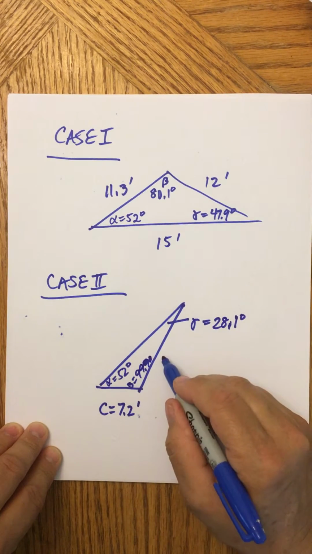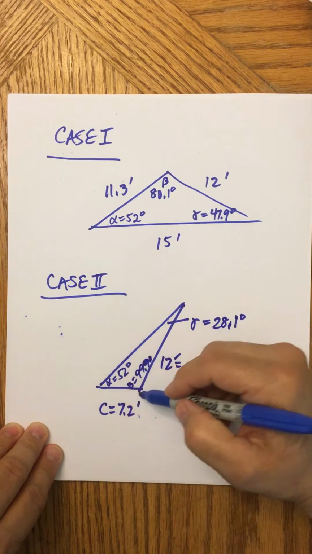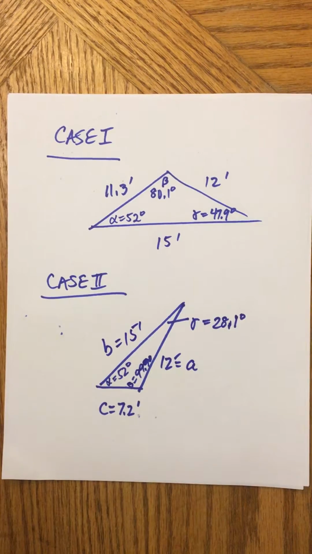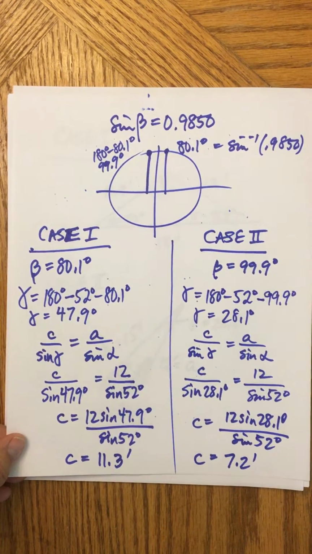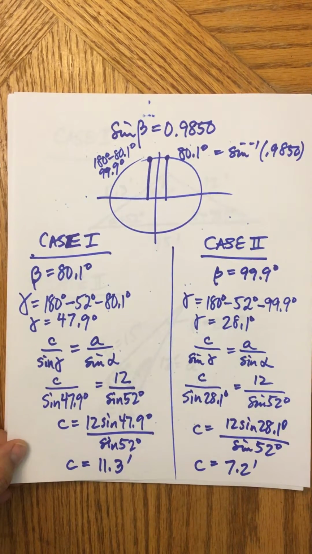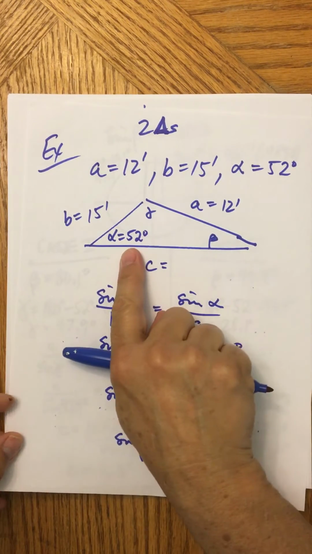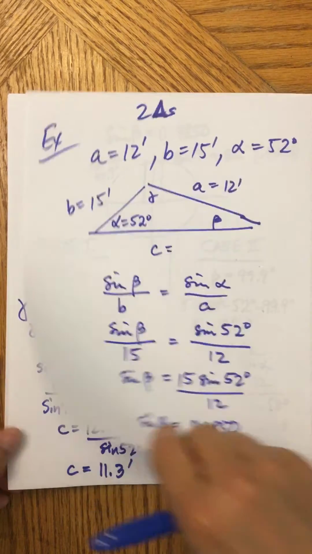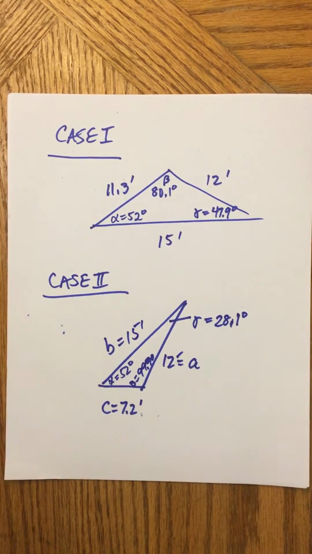And so across from it is the small side, 7.2 feet. And across from alpha is 12 feet. And across from beta is B at 15 feet. Right, so you have two different configurations. So you had case 1, case 2. You can look over those numbers. Where the original one, you were told basically alpha is 52, A is 12, and you were told B is 15. Okay, so those are your two configurations.